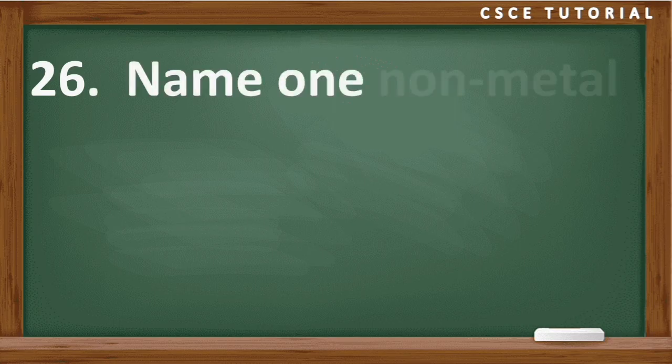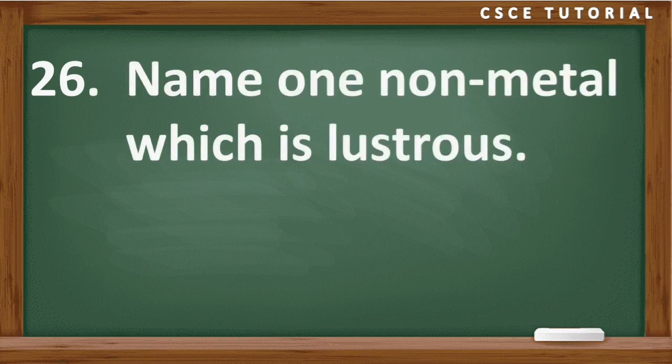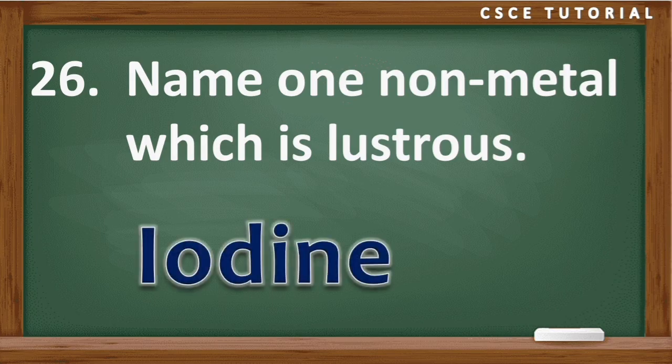26th, name one non-metal which is lustrous. जनरली जो नॉन मेटल हैं उनमें लस्टर नहीं होती है. So its answer is आयोडीन. आयोडीन इज अ लस्टीरियस नॉन मेटल.